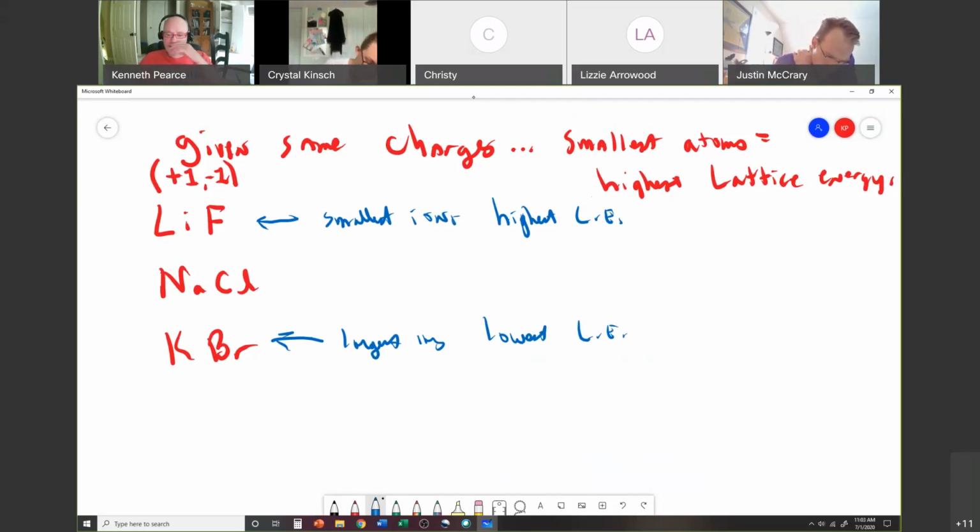Now, usually when we're comparing things, remember what I said, the most important is going to be the charge. But usually when you're comparing things, you only change one thing at a time. So we're changing just the diameters or the radius. We're not changing charges. So given that, the same charges, smallest atoms, highest lattice energy.